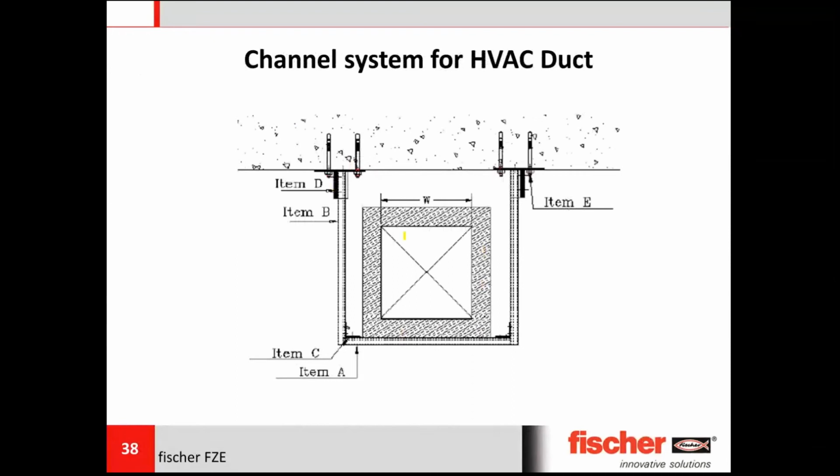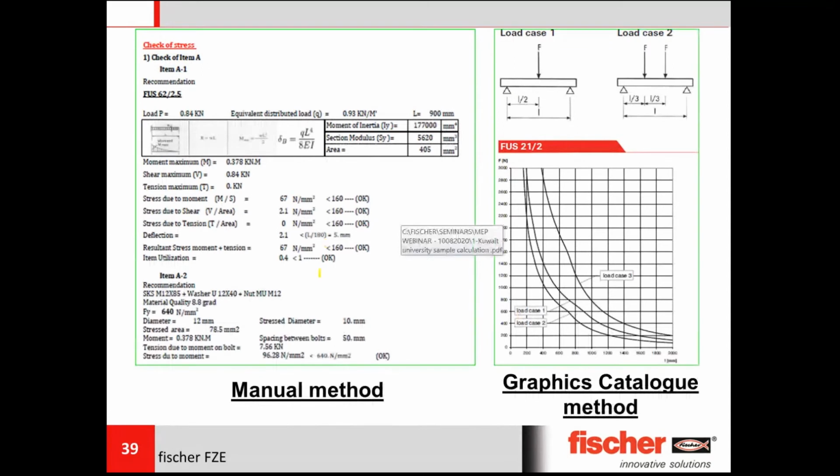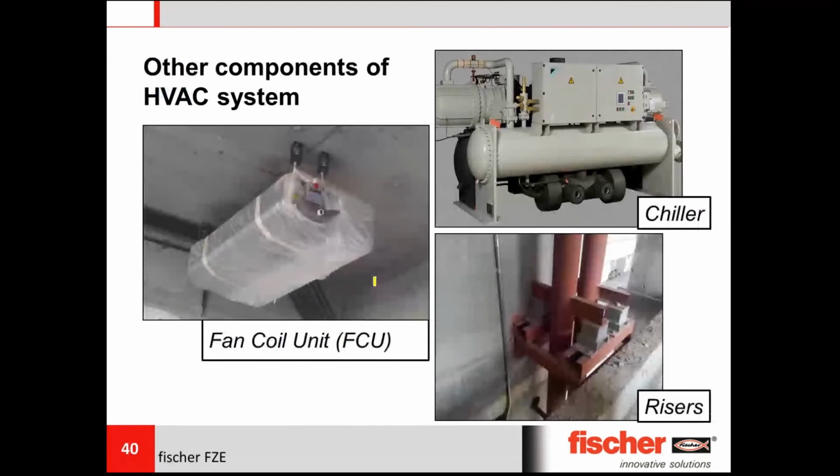So this is a typical support for duct. The vertical element could be threaded rod. It could sometimes be channel, depends on the requirement. And also we have all kinds of data sheets. This is from our catalog for easy calculation of stress on the channels. We also do detailed engineering calculations to prove that the supports are strong enough. Apart from ducts and chill water pipes, we also do calculations for supporting fan coil units, chiller units, risers.